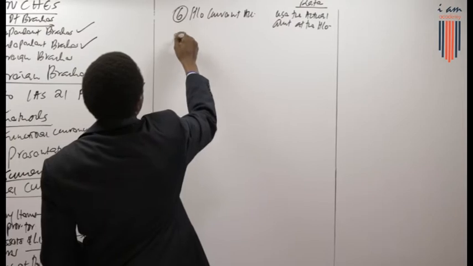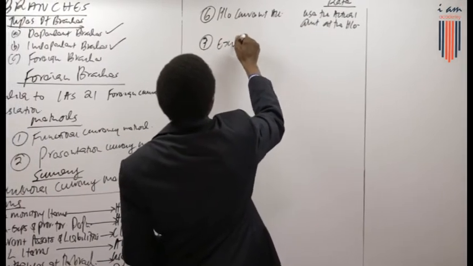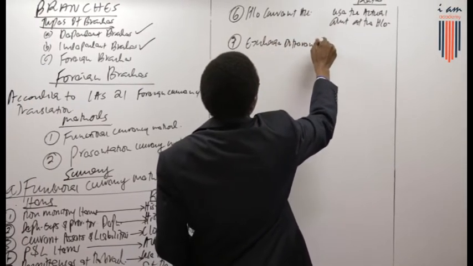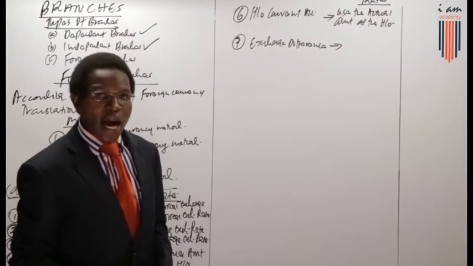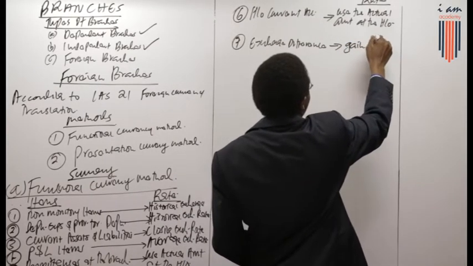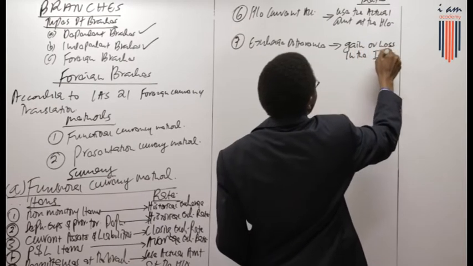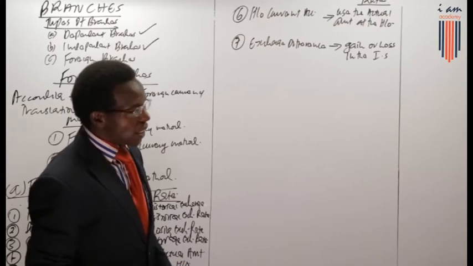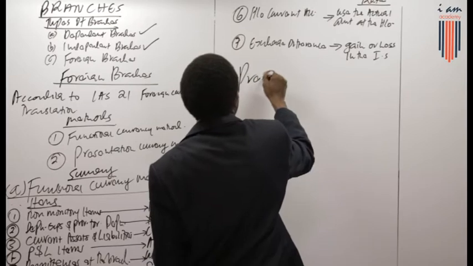Then lastly, or finally, we talk about exchange difference. Friends, exchange difference will be reported as either a gain or a loss in the income statement. So we are going to recognize it as a gain or loss in the income statement. We also talk about the presentation currency.